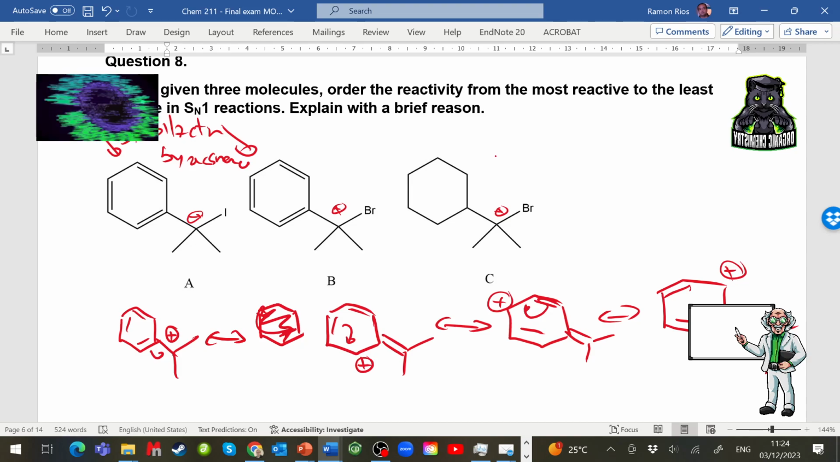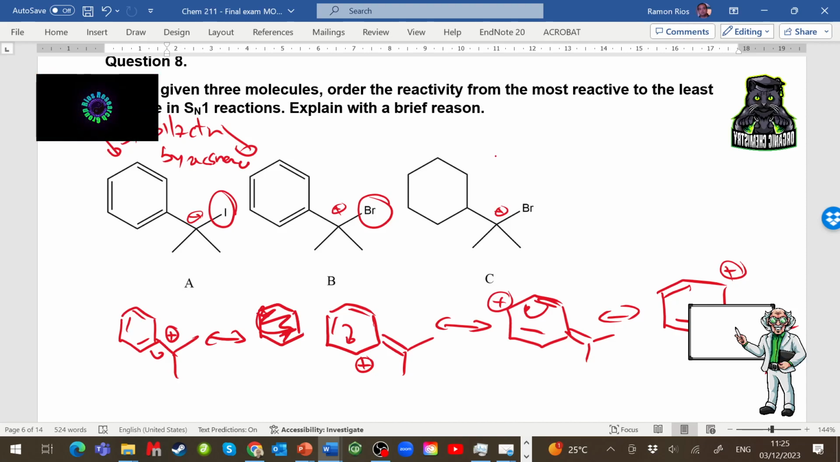That means, in this case, in the case of A and B, because I can generate different resonance structures, this carbocation will be more stable. That means that the reaction will go better. Remember that the key for SN1 is to stabilize the carbocation. Okay, then what else is different? Well, the difference also is the leaving group. Which is the better leaving group, the bromide or the iodide?